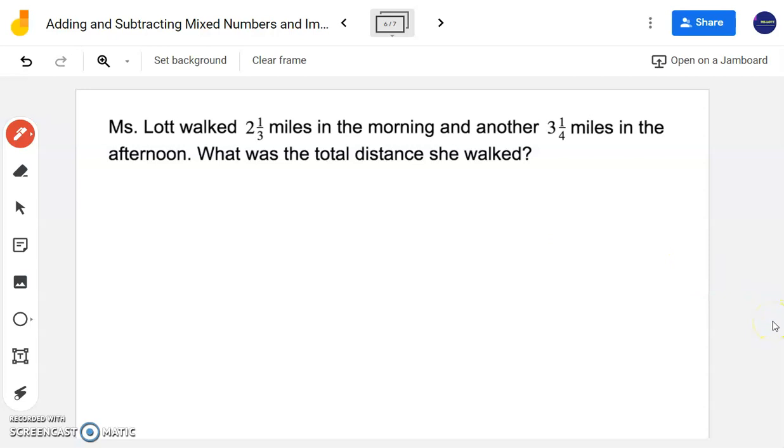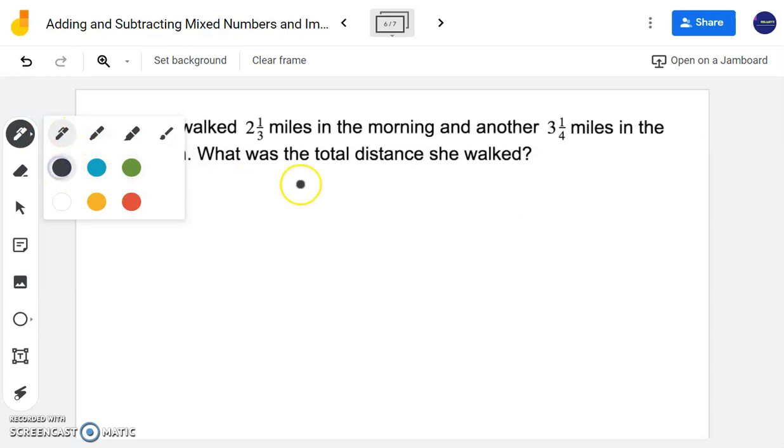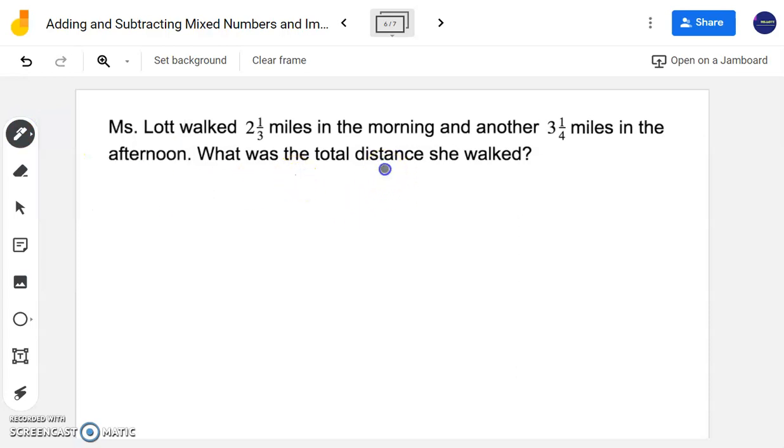The first word problem says, Miss Lot walked 2 1/3 miles in the morning and another 3 1/4 miles in the afternoon. What was the total distance she walked? Now, both of these problems we're going to focus on today. I'm going to solve them using mixed numbers and then using improper fractions. So, what was the total distance? These are keywords that are telling me that I'm going to add these two mixed numbers together.